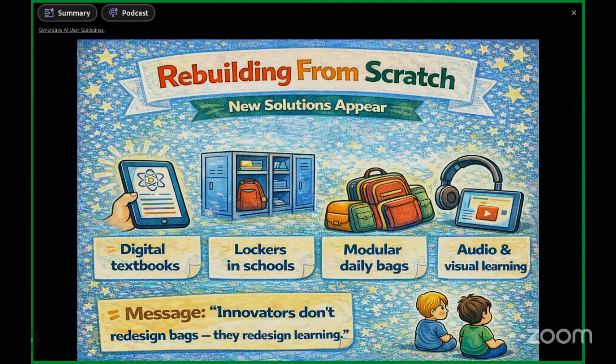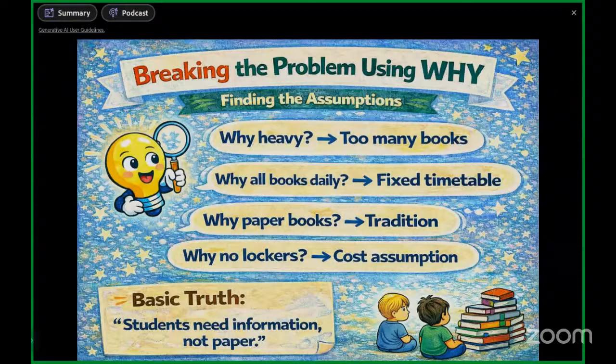So innovators don't redesign bags. They redesign learning. It is very important to understand this. Your problem here is a heavy bag, but you don't solve the heavy bag. You solve learning in school. Then the bag gets solved itself. That is how you're breaking down. If you go back here, you're breaking down the whole bag into books, into timetable, into lockers, into all these different components. And you start asking the questions based on them rather than just redesigning the bag.